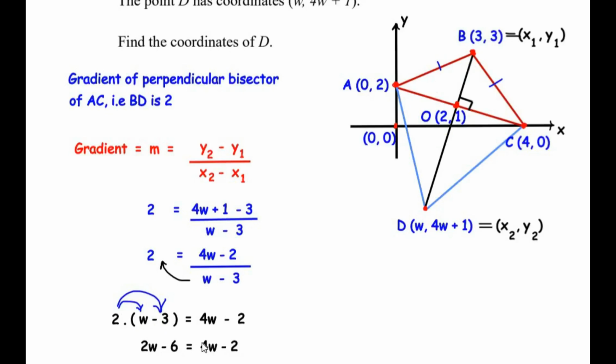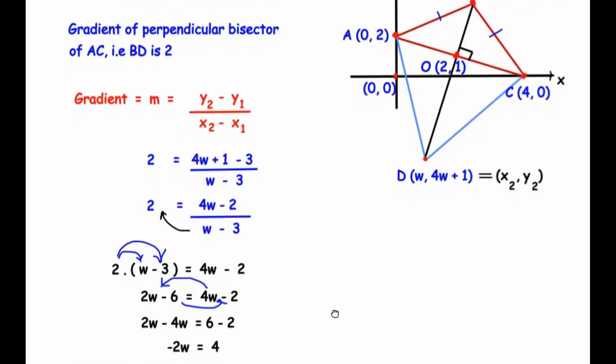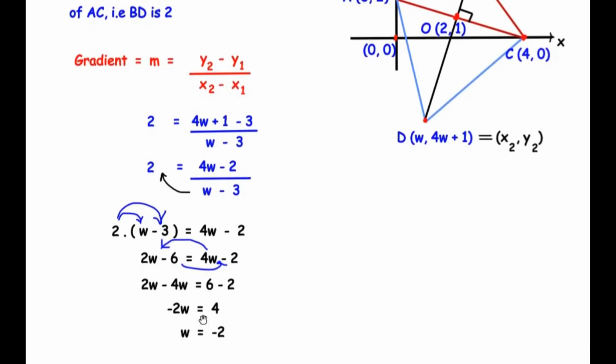Now let us take the like terms together, that is 4w comes on the left hand side and -6 goes on the right hand side. So we have here 2w minus 4w is equal to -6 becomes +6 minus 2. So 2w minus 4w gives us negative 2w is equal to 6 minus 2 is 4. Or w will be equal to 4 over negative 2. So dividing them together, we get the value of w as negative 2. So we have found out the x coordinate of D, that is negative 2.